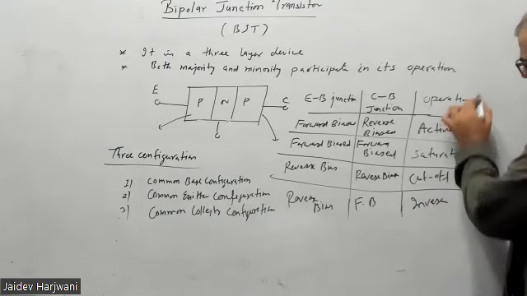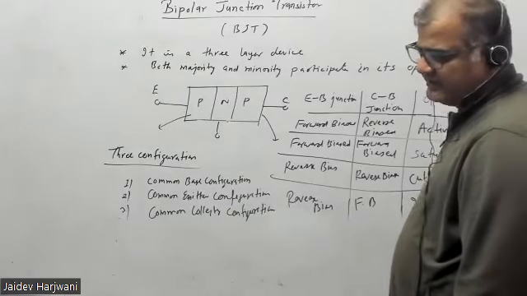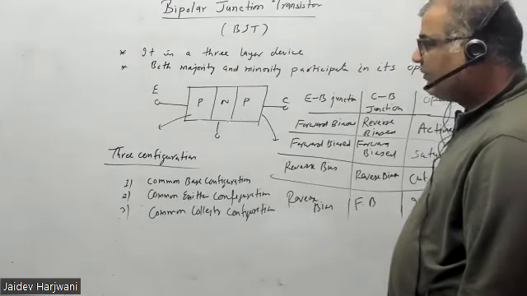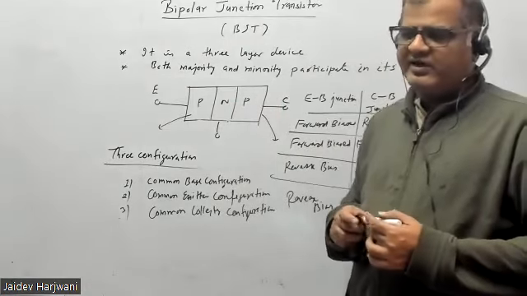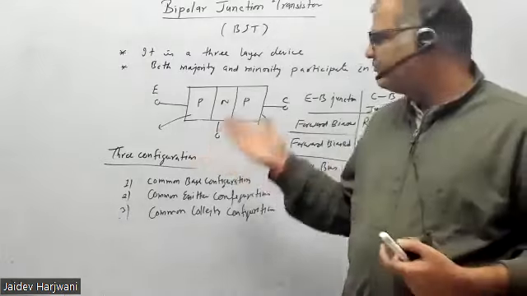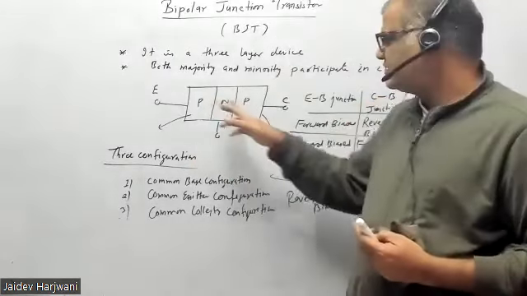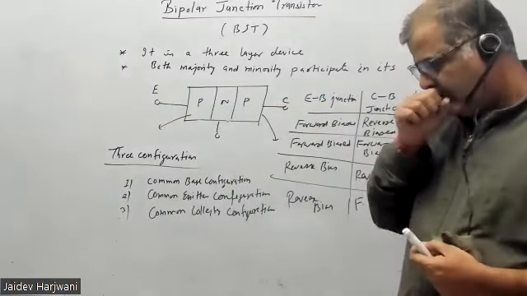Now the collector will work as an emitter, and the emitter works as a collector. But because the emitter should be heavily doped and this is not, the properties will be affected. You won't get good quality amplification, because this is not heavily doped. You are making this the emitter, and the emitter should have more charge carriers.